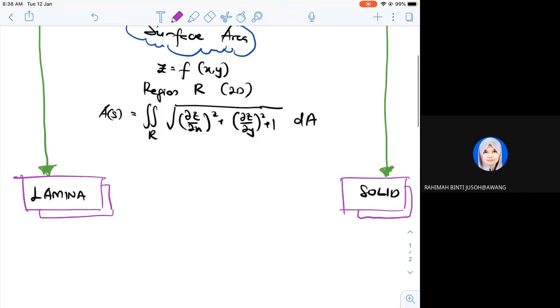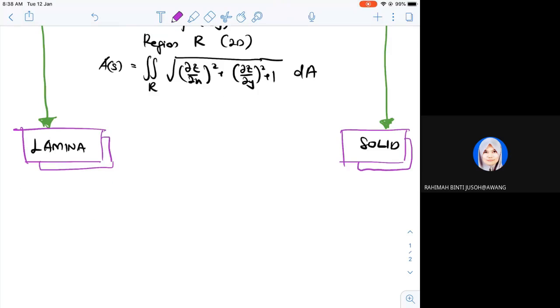Okay. Lamina is a very thin object. We don't care about the height and it does not have thickness. A very thin object. For example, lamina, since it's very thin, we consider this as 2D problem. Okay, 2 dimensions only. And then for solid, of course, we have height. So solid must be in 3D.